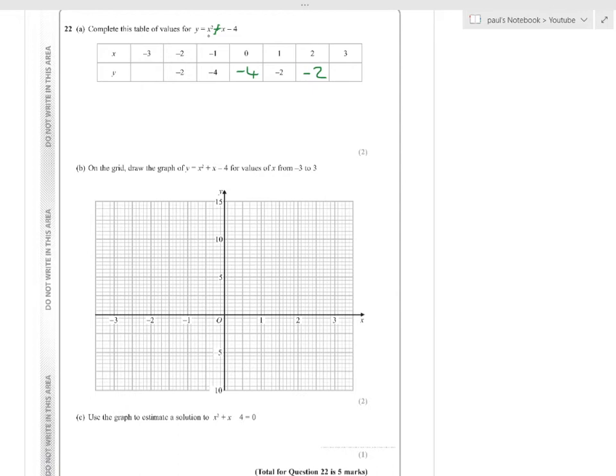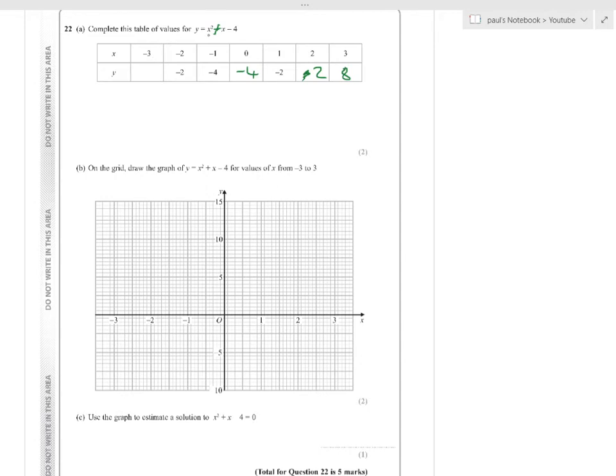3 squared. Oh, I'm not sure about that. Let's do that again. 2 2s are 4. Oh, we're adding. 2 2s are 4. Plus 2 is 6. Take away 4 is 2. It's plus 2. Right, so 3. 9 plus 3 is 12. Take away 4 is 8.